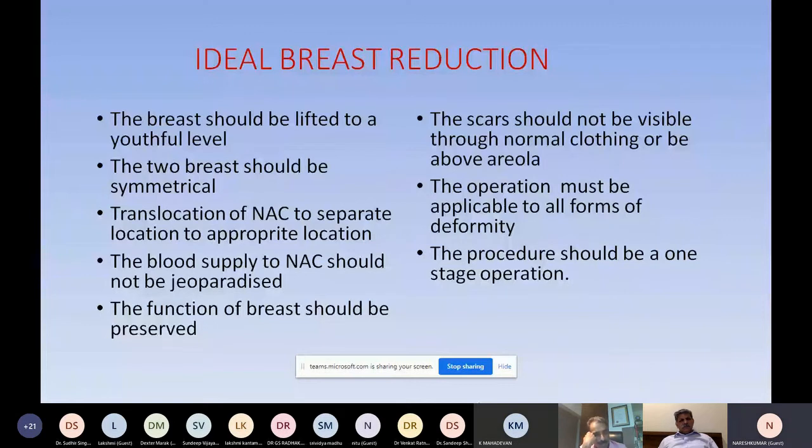Concentrating on one breast will be easier, but according to the patient's wish also we have to ask. Okay, fair enough. I grant you that. Patient's wish. All right.